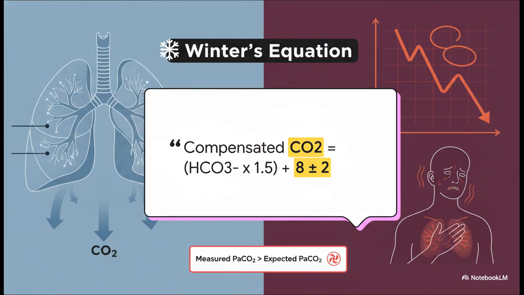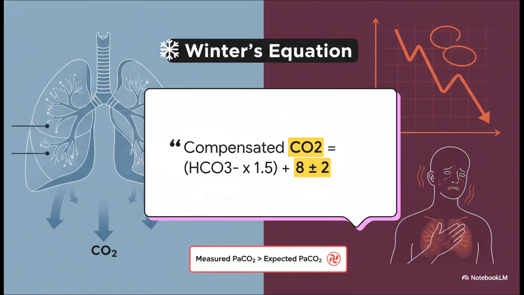Listen, you simply cannot survive the wards without Winter's equation. It's a lifesaver. When a patient is in metabolic acidosis, their body naturally wants to hyperventilate to blow off CO2 and compensate. But how do you know if they are compensating enough? To find out, you calculate the expected PaCO2. You take 1.5 times the bicarbonate, add 8, and give it a plus or minus 2 buffer.